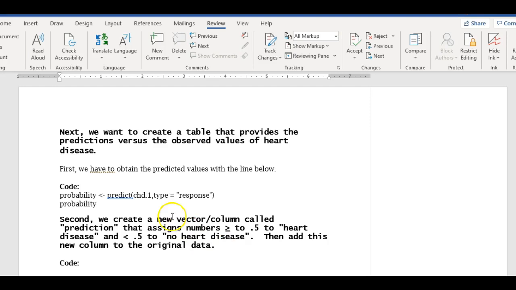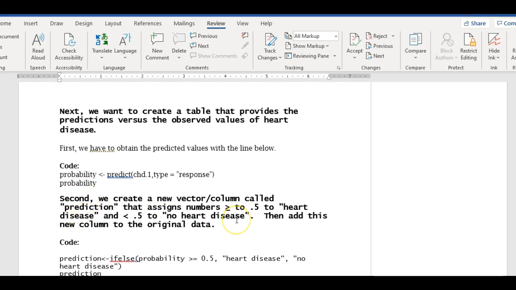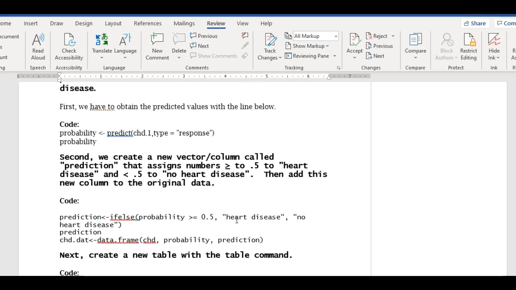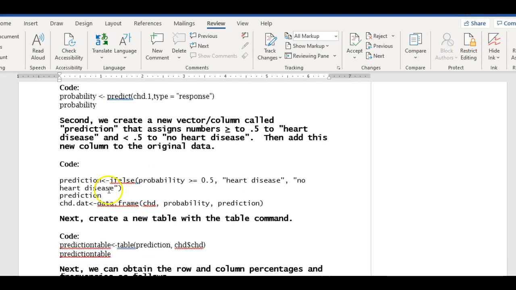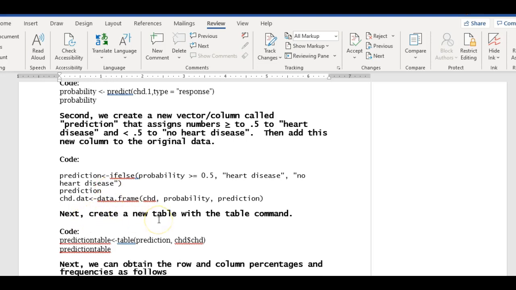So I had some code here. We have to obtain the predicted values with this. So this is how we would do that, and just run these 2 lines and then create a new column called prediction, and it assigns any predicted values that are equal to or greater than 0.5 into the one category, heart disease, and then the others to the no heart disease. And then add that column to the data. So that's what this is. And then a new table with the table command.